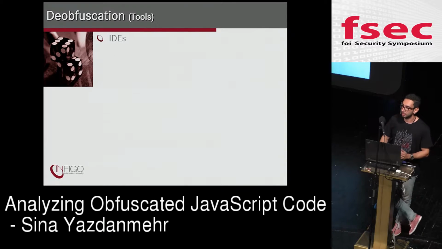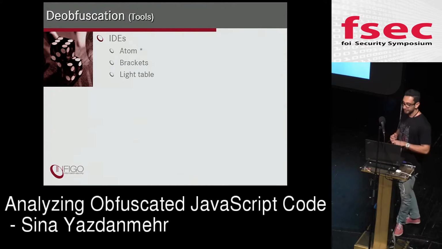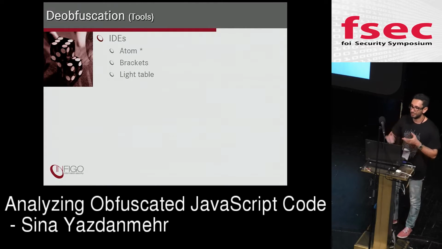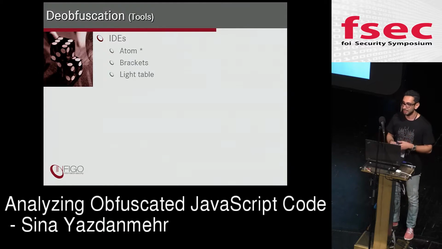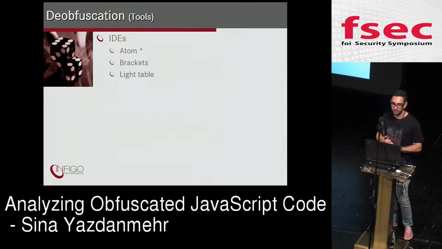For tools for deobfuscating, you need a powerful IDE. Atom, Brackets, and Lightable are approximately, you can say, the same in structure, features and abilities.